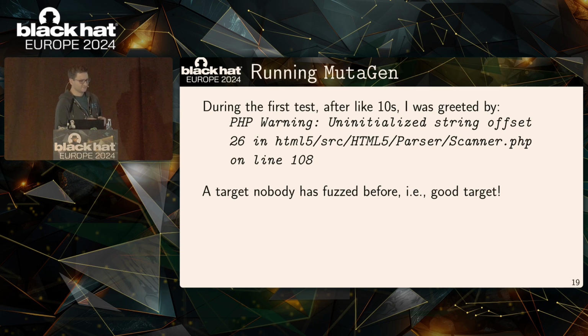And when I first started Mutagen, I was greeted within 10 seconds with a message like this. It's an index out of bounds read for a string in PHP, and this means nobody has ever tested this program properly before, and this is perfect for bug finding.